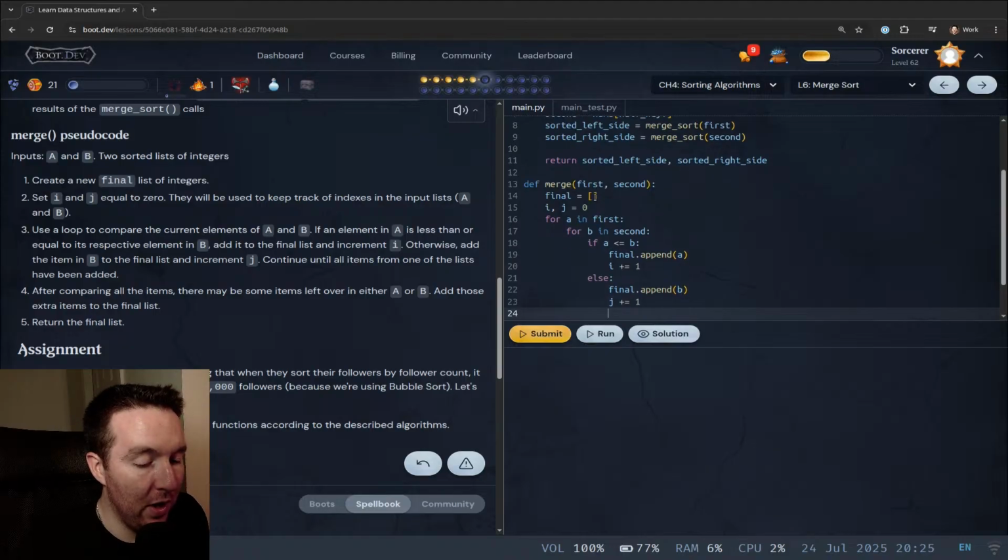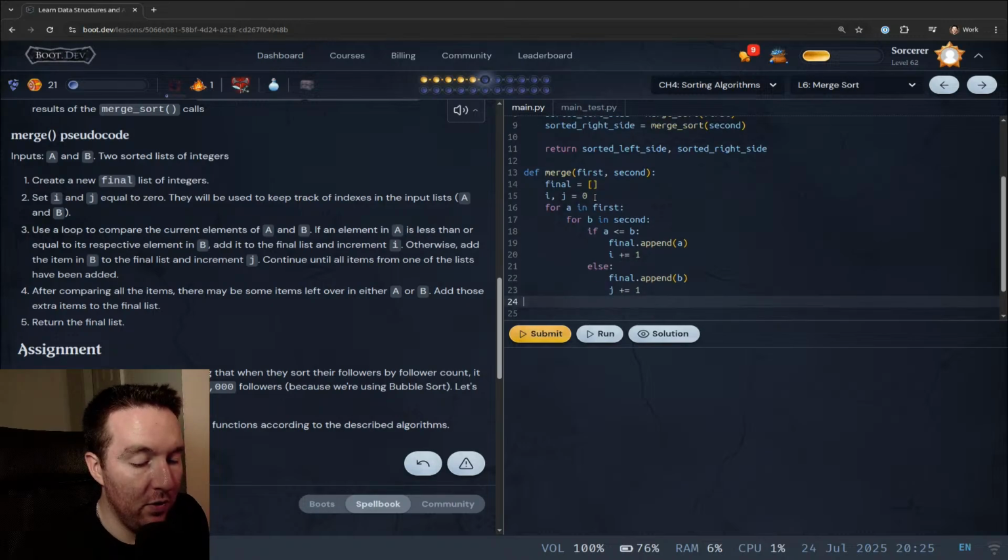After comparing all the items, there may be some items left over, either in A or B. Add those extra items to the final list. Return the final list.